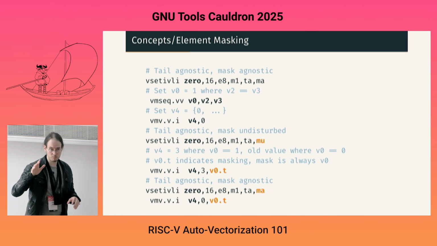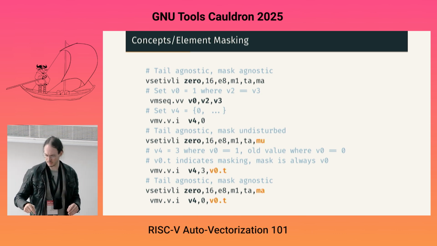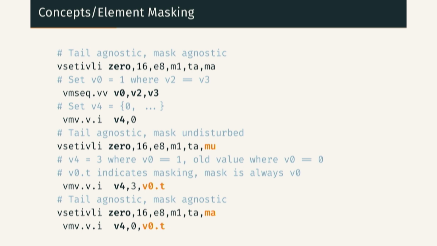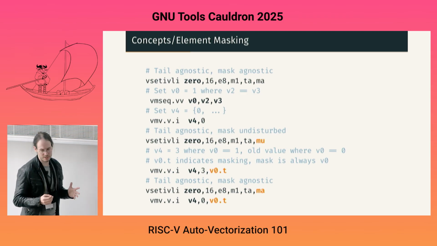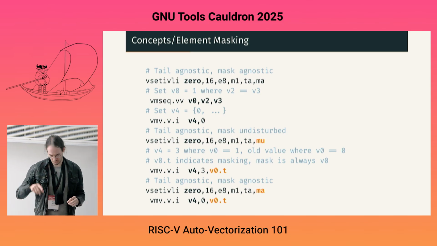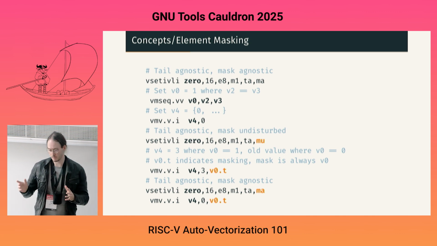And now again, the same game with mask policy. It says mask undisturbed, meaning we want to keep the old value. But as I said before, element masking is always explicit. So once we use element masking, we need to specify this v0.t at the end. This makes it explicit that element masking is taking place. So we set v4 to 3 where the mask is true, and the rest of the elements stay the same.